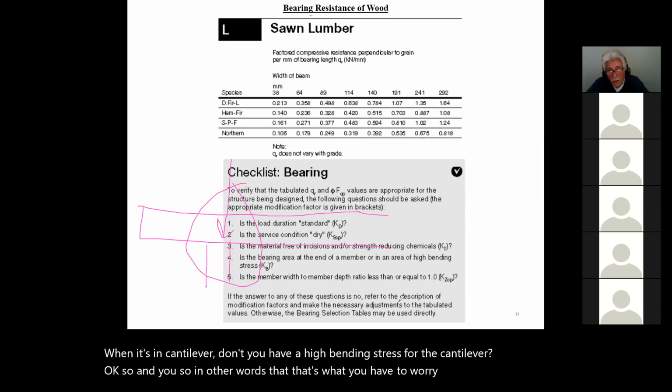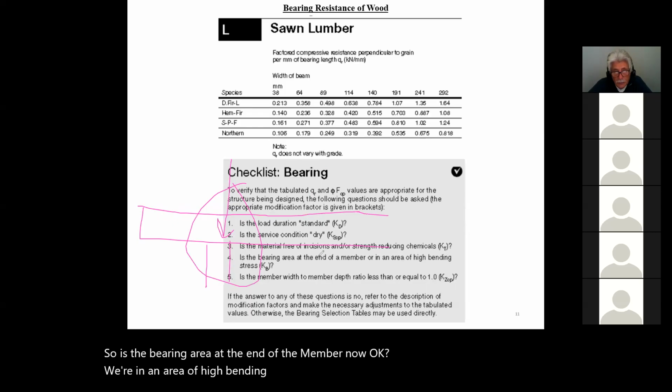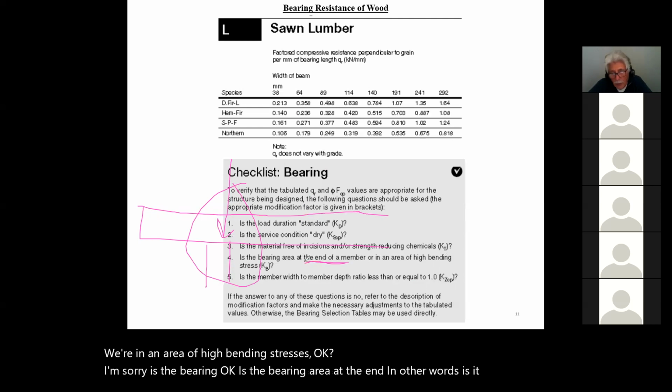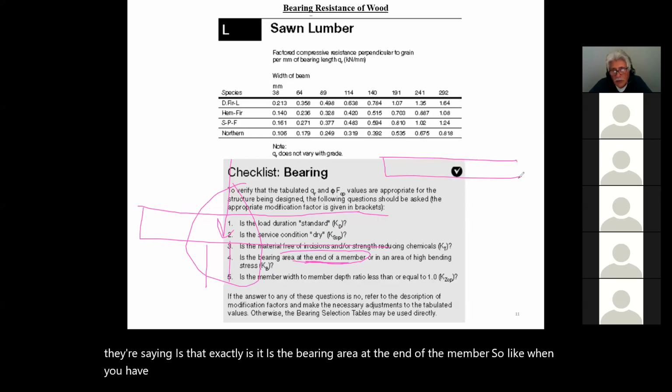So is the bearing area at the end of the member, or in an area of high bending stresses? What they're saying is, is the bearing area at the end of the member? So like when you have a member here like this, sorry, I should have just said it more simply. This is at the end of the member, yes.